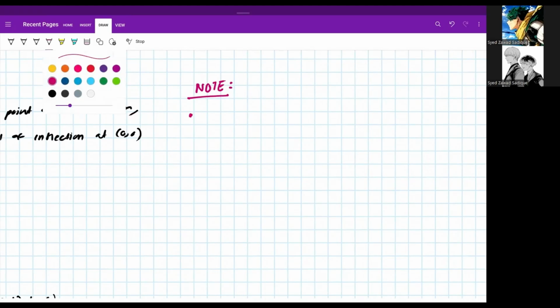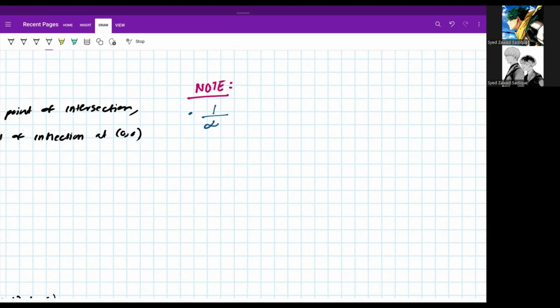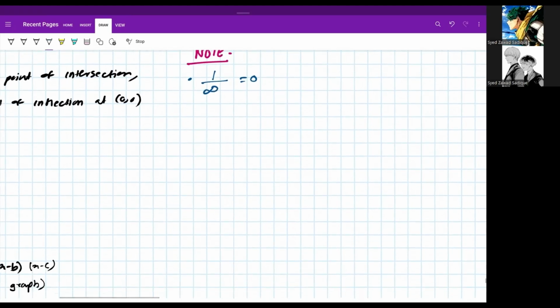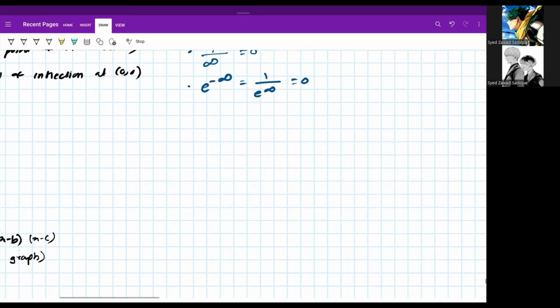A few things to note from me are: 1 by infinity is equals to 0. E to the power minus infinity, which is 1 by e to the power infinity, is equals to 0. What else?